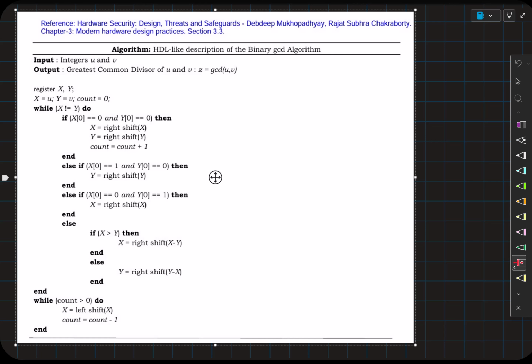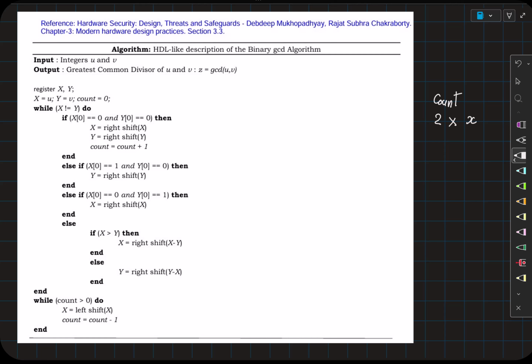What we have to remember is initially we are resetting all the registers, and then when a start signal comes, we load the inputs U and V into X and Y, and then depending on whether X is even and Y is even, or whether they are odd, etc., we do a certain set of actions and update the registers X and Y. We come out of the loop when X is equal to Y, and at that point you simply do the operation. Whatever is the count number, you want to do 2 power count into whatever is the value in X. That gives you the GCD value, right?